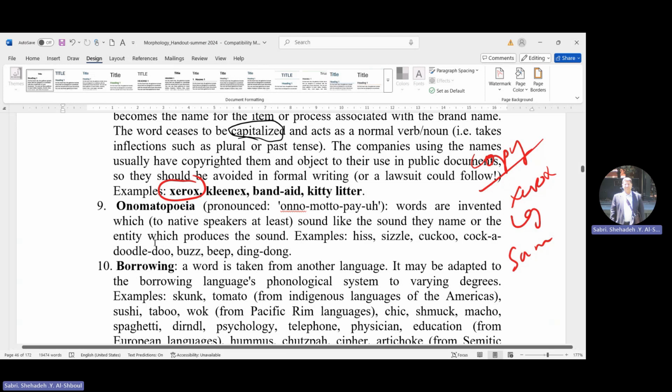Onomatopoeia words are words that are invented, let's say, to native speakers at least, which sound like the sound they name or the entity which produces the sound. So, for example, we have hiss, sizzle, cuckoo, cock-a-doodle-doo, buzz, beep, ding dong, and so on and so forth.